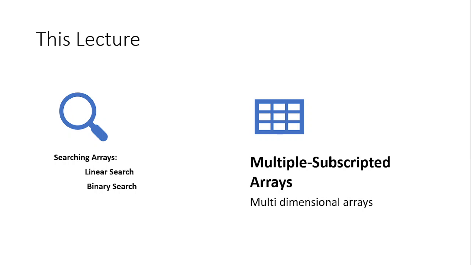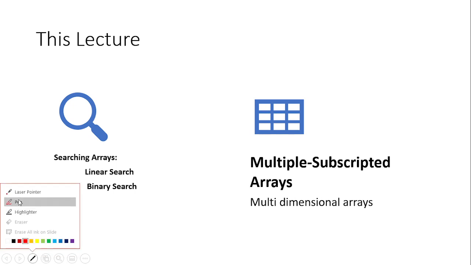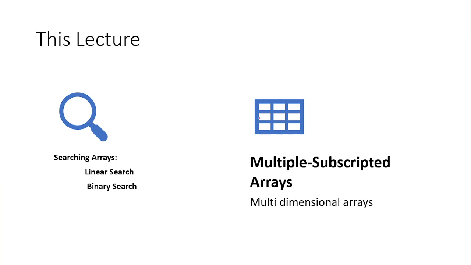Then we'll talk about multi-dimensional arrays, or multi-subscripted arrays. Arrays which have rows and columns, we'll talk about those arrays. And multi-dimensional arrays are not just restricted to two dimensions. Rows and columns are when we have just two dimensions. This basically looks like a table, and it has these rows and these columns. So this is a two-dimensional array. It has two dimensions, so it expands along the x-axis and the y-axis.